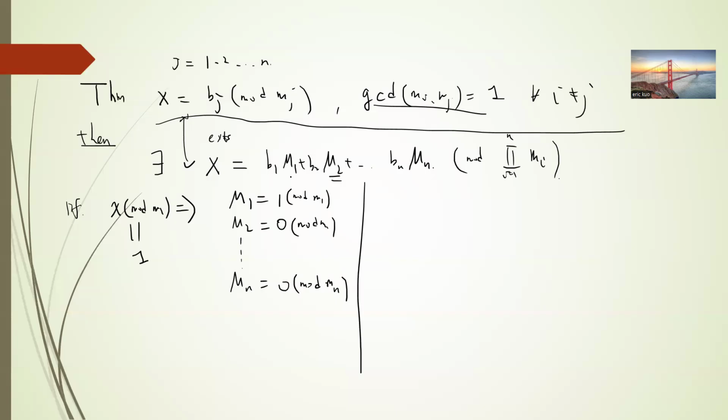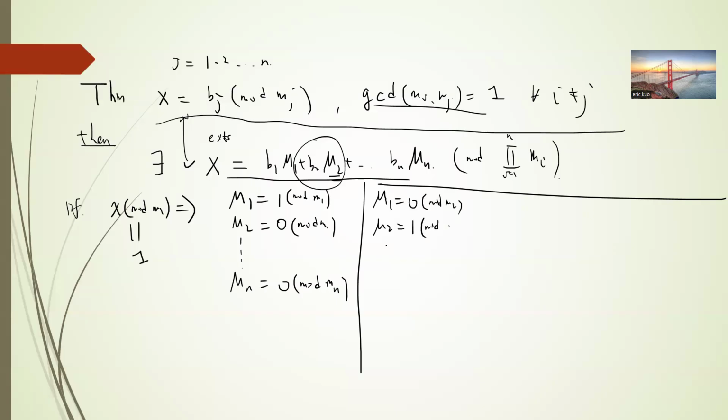And similarly, let me just write down, right? Similarly, if I work with small m2, then N1 should be 0 modulo m2, and N2 should be 1 modulo small m2, and the capital Nn should still be 0 modulo m2.